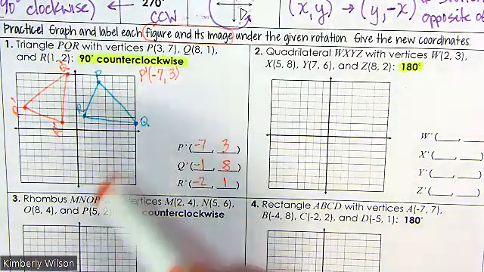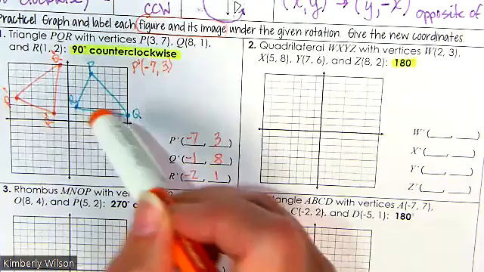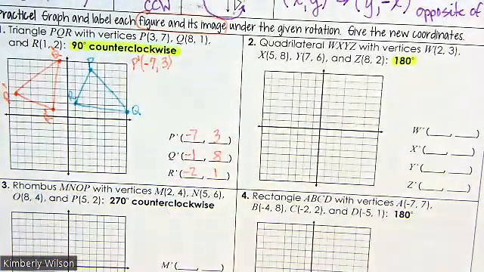And you notice that Q shifted 90 degrees up. P shifted 90 degrees over. R shifted 90 degrees over.